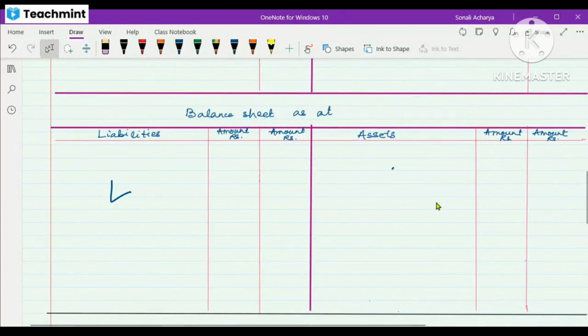And in the balance sheet you see all the liabilities will be this side and all the assets will be recorded in this.